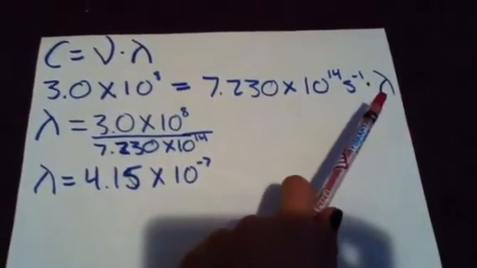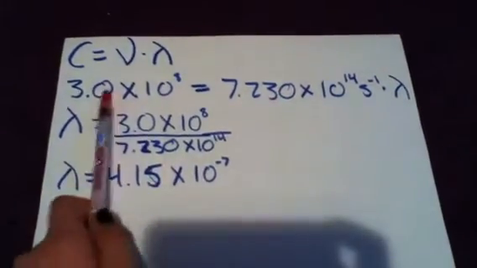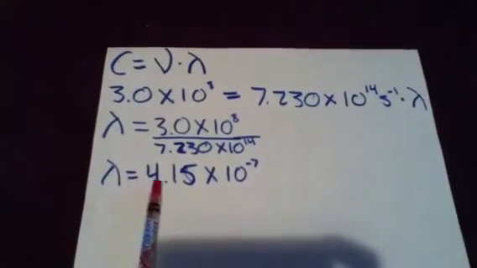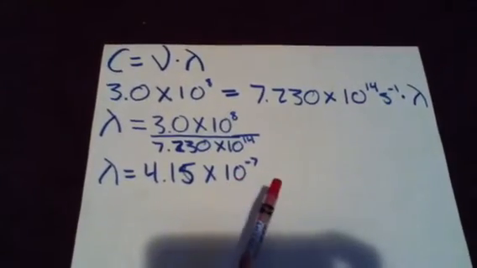To get the wavelength by itself, you have to divide out the frequency on each side, and the wavelength equals 4.15 times 10 to the negative 7th.